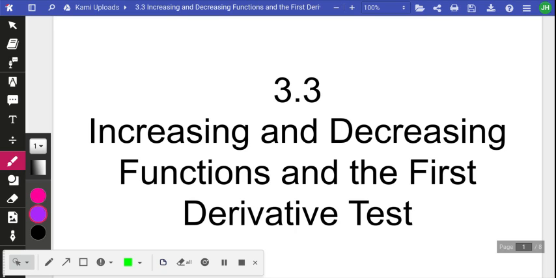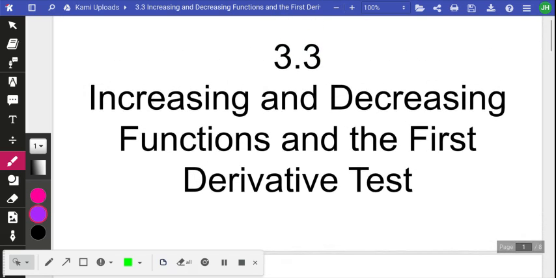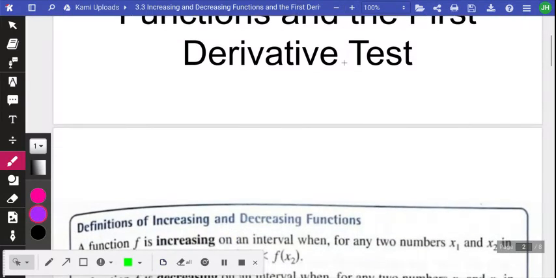Finding 3.3, increasing and decreasing functions and the first derivative test, is what we're going to be talking about. Essentially, we're heading into where we're going to be able to pretty accurately graph functions without our graphing calculator. So we'll do increasing, decreasing, intercepts, asymptotes, and something called concavity, where by the end we can hand sketch very accurate, even strange looking graphs based off the information we get.